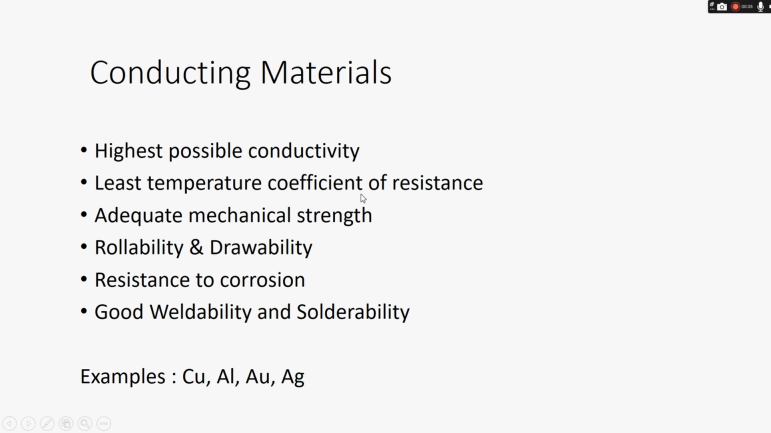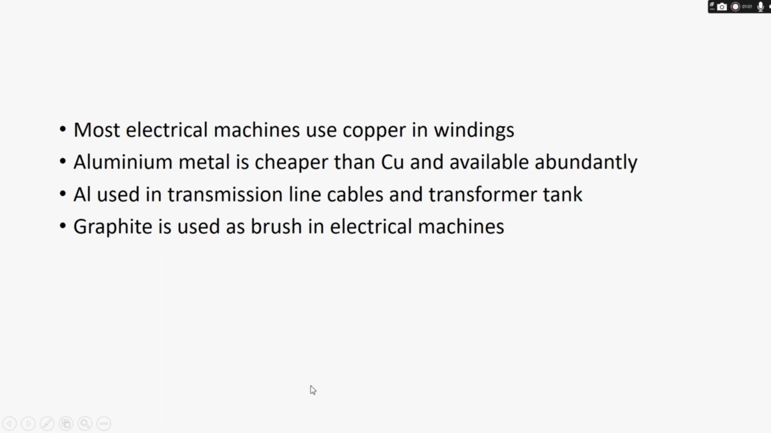They have the least temperature coefficient of resistance. They have adequate mechanical strength. They have good rollability and drawability. Rollability means the ability to make a thin sheet out of it. Drawability means they can be drawn into thin wires. Next, resistance to corrosion, good weldability and solderability. Some examples are copper, aluminum, gold, silver.